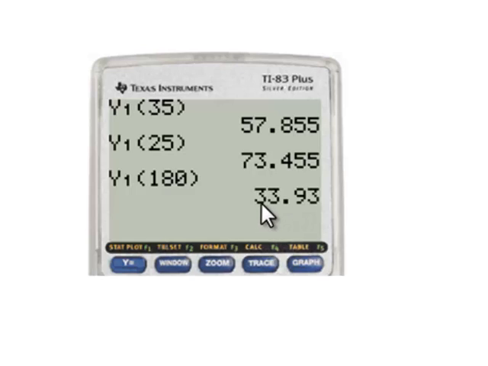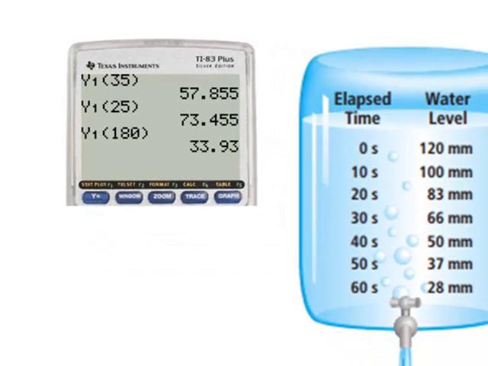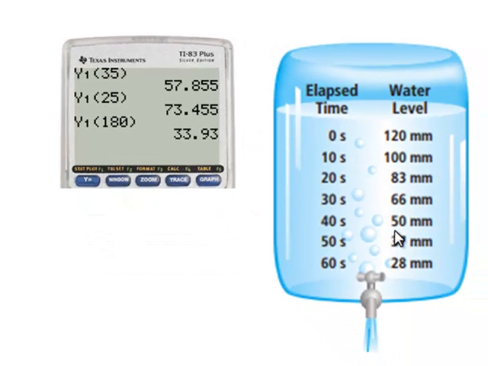And we get an output of 33.93. The question asks, is this reasonable? Looking back at the data, at 60 seconds we had 28. At 50 seconds we had 37. So this value here doesn't seem correct.